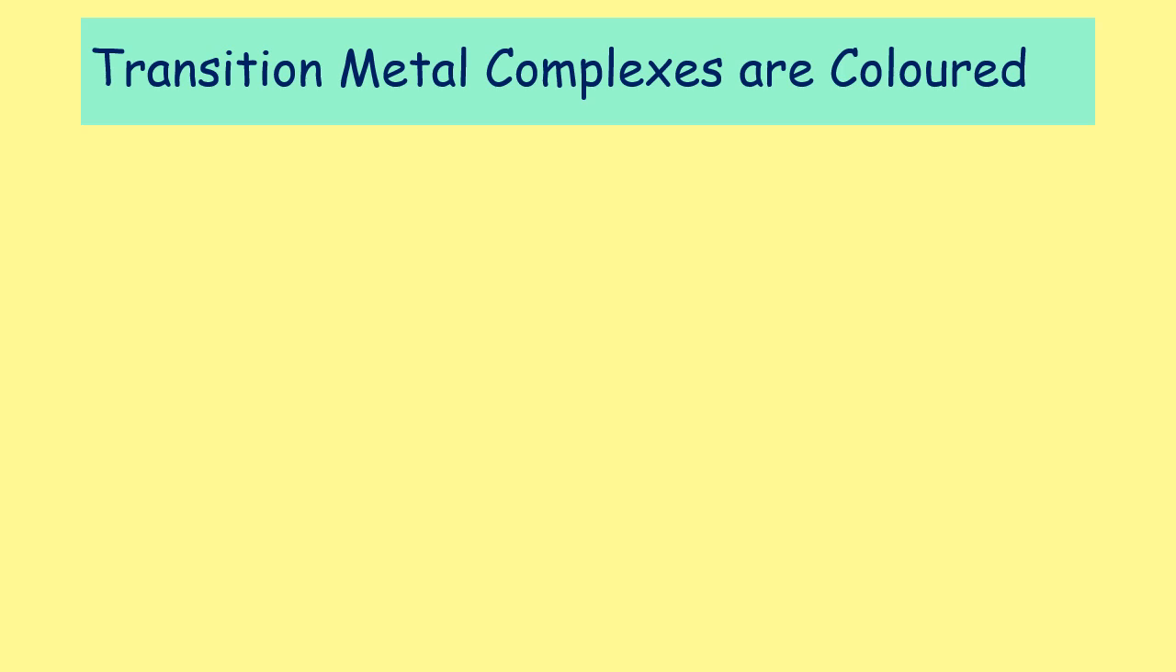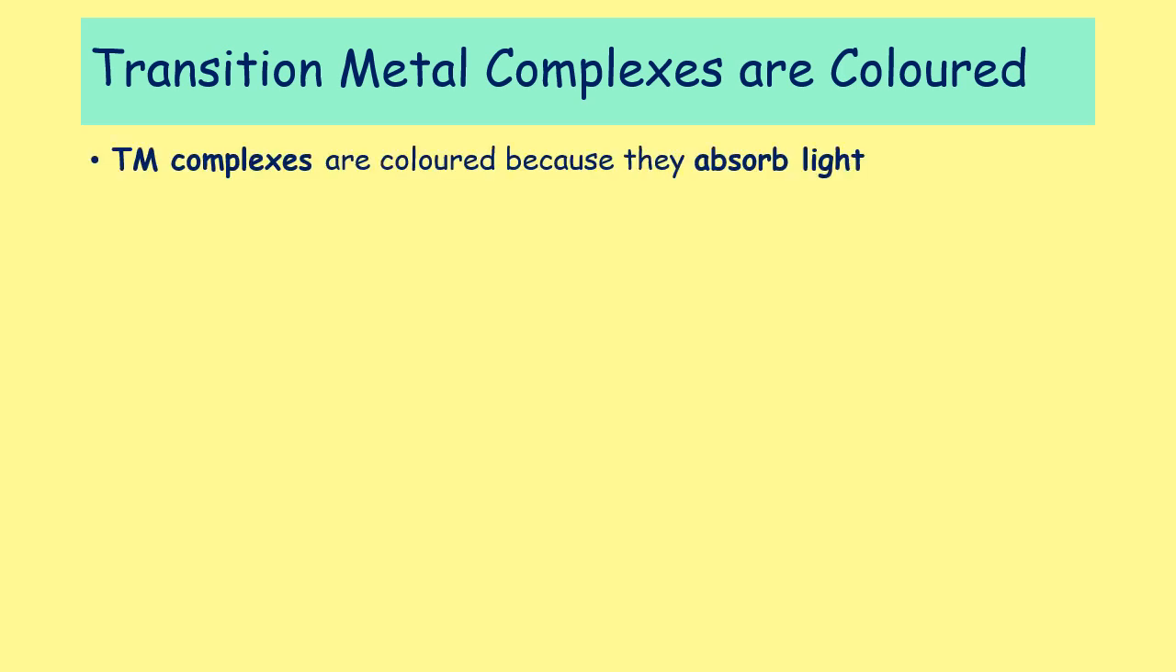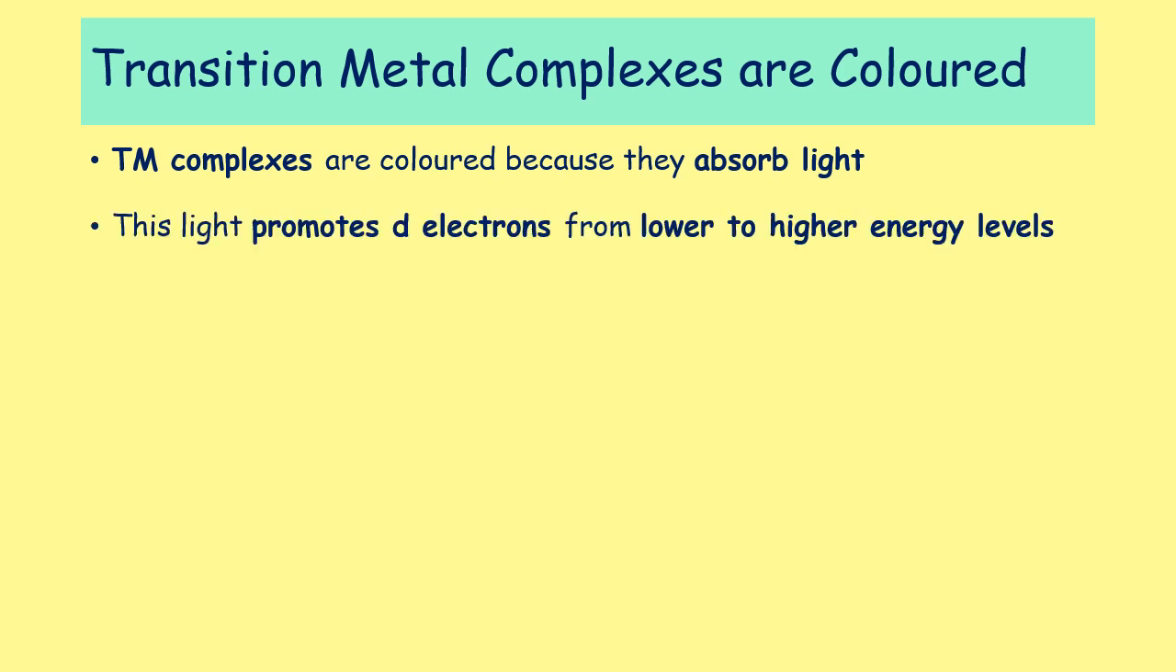Now, transition metal complexes are coloured. We've discussed that. And the reasons for that are to do with the fact that we are interacting with the d orbitals, or more specifically, electrons in the d orbitals. Now, things look coloured because they absorb or they emit light. Transition metal complexes look coloured because they absorb light. And so the colour of light that they absorb is the opposite of the colour that we see it as. So that's something that you're going to have to get used to.